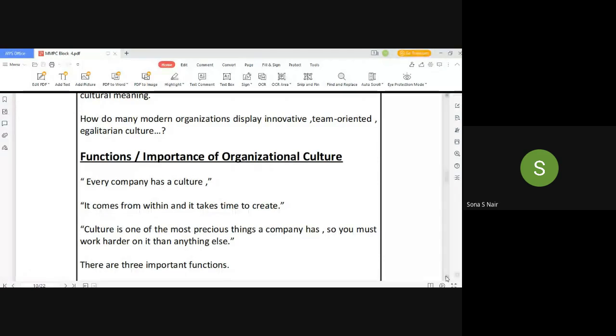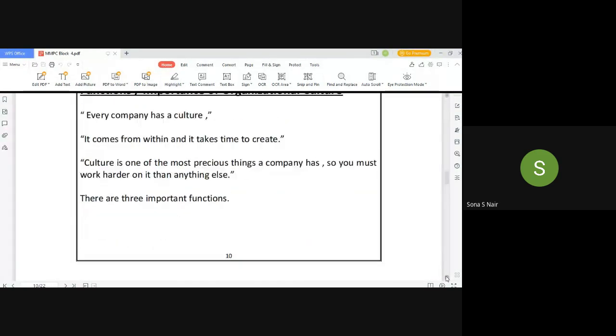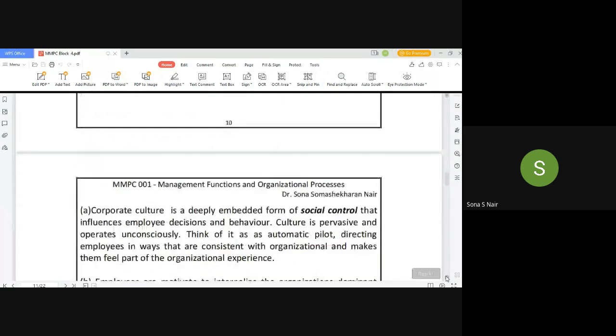Because their beliefs, their values lead to whatever is being done in the organization. They would pick up employees who are somehow related to their values and their beliefs. So the culture of the organization is created in this manner. So culture is one of the most important and precious things a company has. So you must work harder on it than anything else. There are three important functions that the culture does.